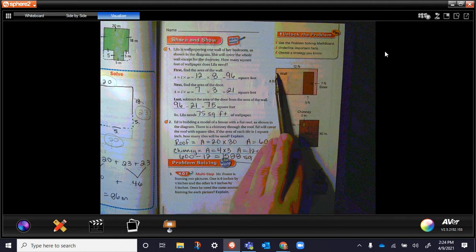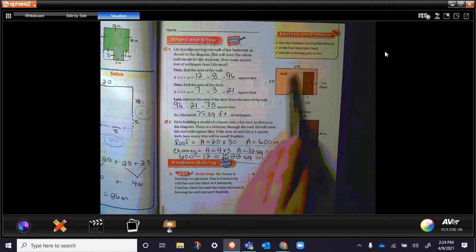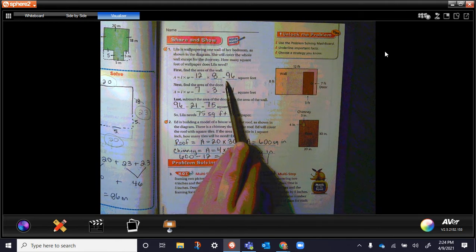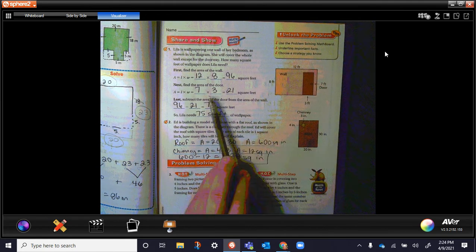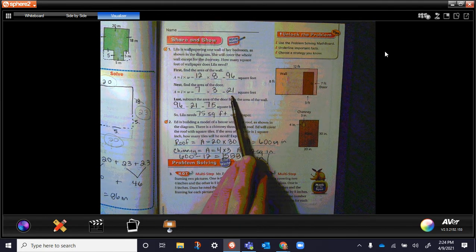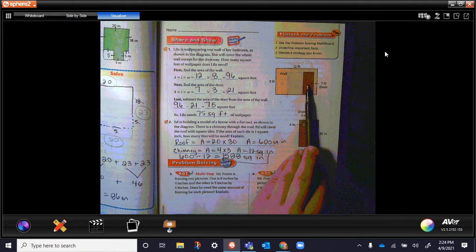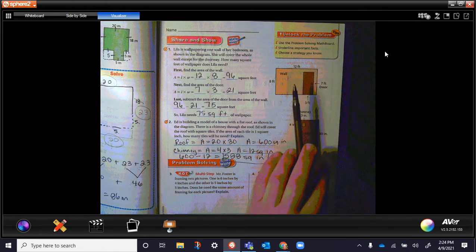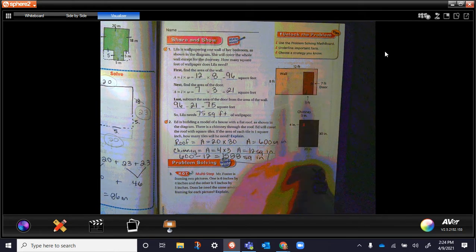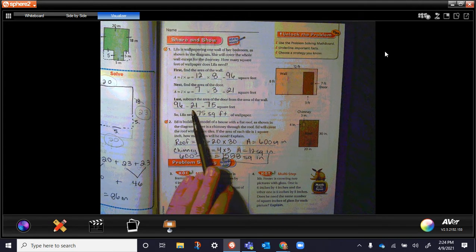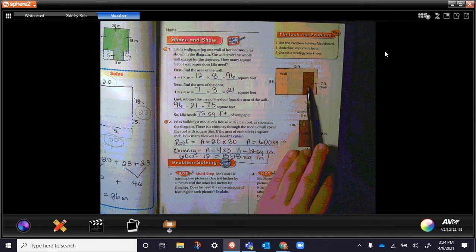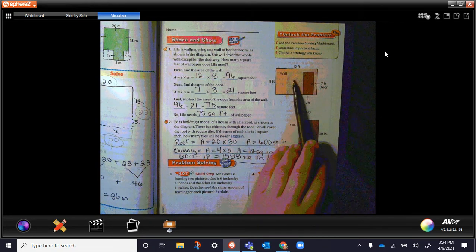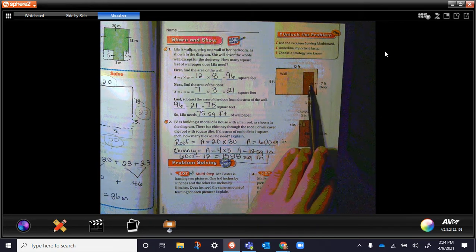So we went ahead and found the whole area. We did 12 times 8 to find the area of the entire thing. We found the area of the door by multiplying 7 times 3. And then to know how much we needed, we had to subtract 21 from 96, and we got 75. So 75 square feet is how much is going to be needed for just the wall and not that door part.